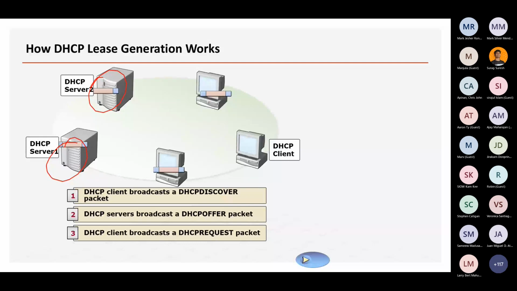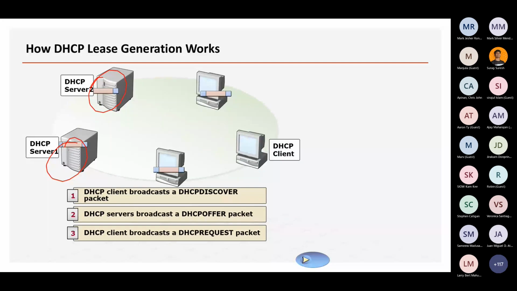I hope this DORA process has been clear to everyone. So what do we mean by the DORA process? D stands for discover, O stands for offer packet. Now you have R for request packet, and E is for acknowledgement. I hope it's been clear to everyone now. It's called DORA.